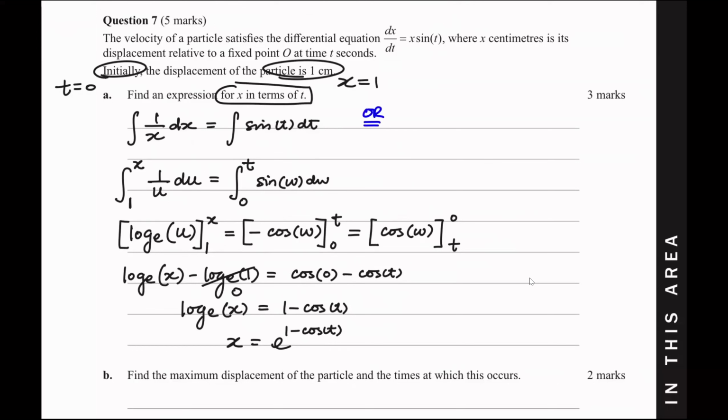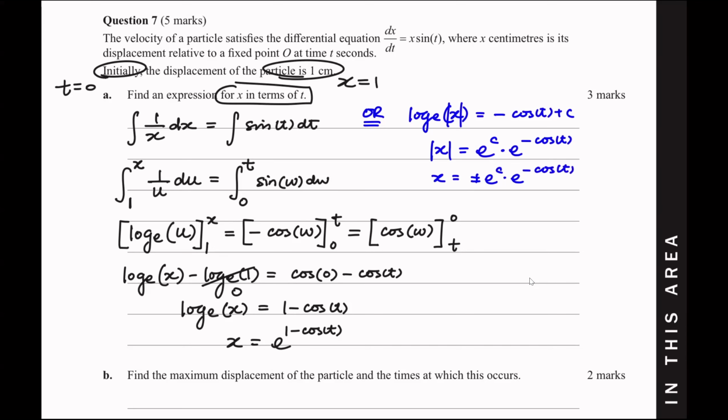Alternatively, some of you may recognize the left-hand side is log e of x, or you can retain the absolute value x there and eventually cancel it out. The right-hand side will be minus cosine t plus c. So absolute value x will be e to the power c times e to the power minus cosine t. And x will be plus or minus e to the power c times e to the power minus cosine t. Just make this chunk a, okay? Let a equal plus or minus e to the power c. Then you get x equals a e to the minus cosine t.